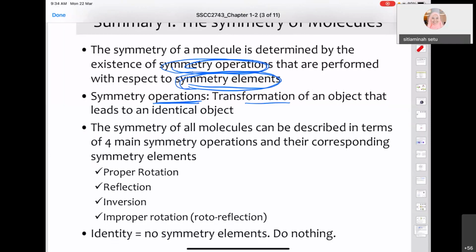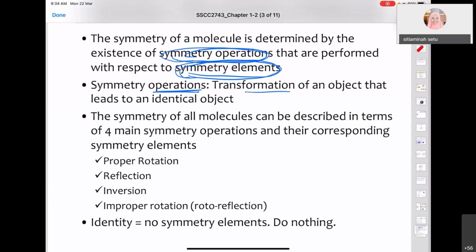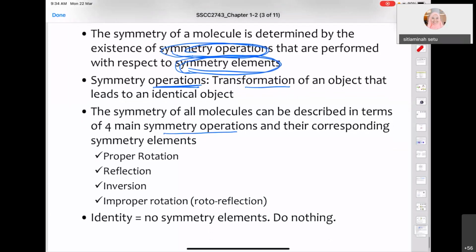Kalau kita buat symmetry operation, dia punya image dia berubah, kedudukan atom dia berubah. So that means the molecule does not have that symmetry operation. And then the symmetry of the molecule can be described in terms of four main symmetry operations and their corresponding symmetry elements: proper rotation, reflection, inversion and improper rotation.